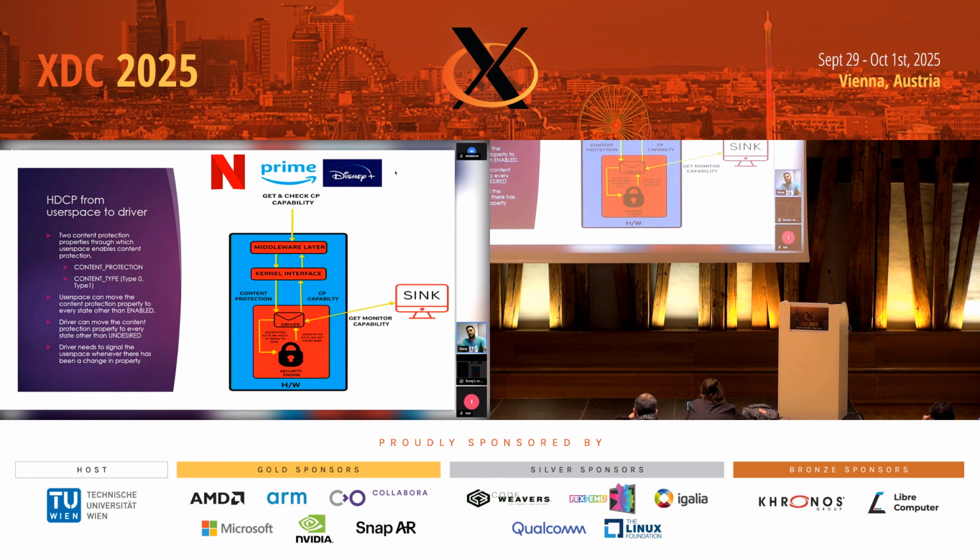How disablement works is that user space needs to set the content protection property to undesired, at which point the driver will disable HDCP and then not try to re-enable it until user space sets it to desired again.